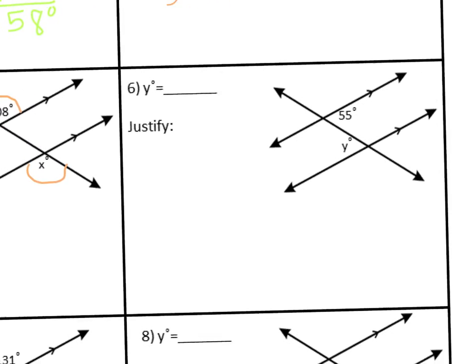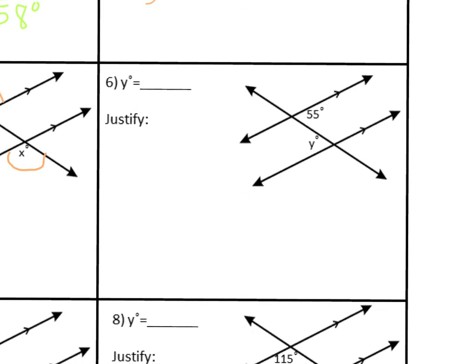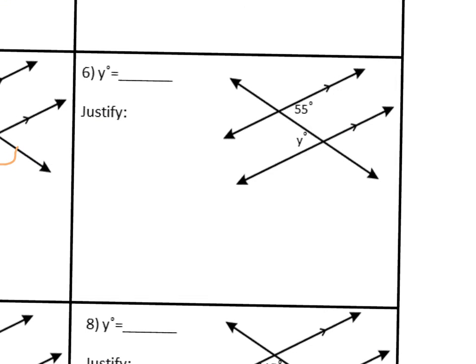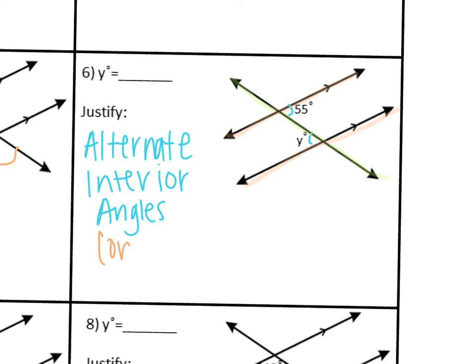Okay, moving on to our next example, again, if I look at my vocabulary, we are looking at alternate interior angles. These angles are inside the parallel lines, and they're on opposite sides of the transversal. Here's our transversal. They're on opposite sides, and they're inside the parallel lines. These angles are also congruent. So that means if the first angle is 55 degrees, y is also 55 degrees.